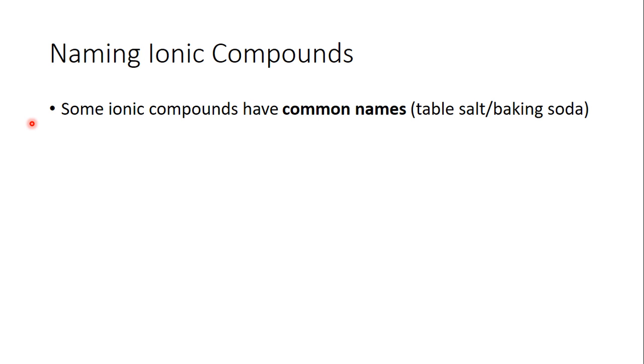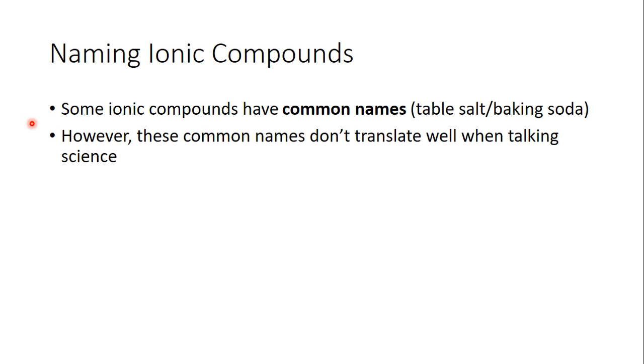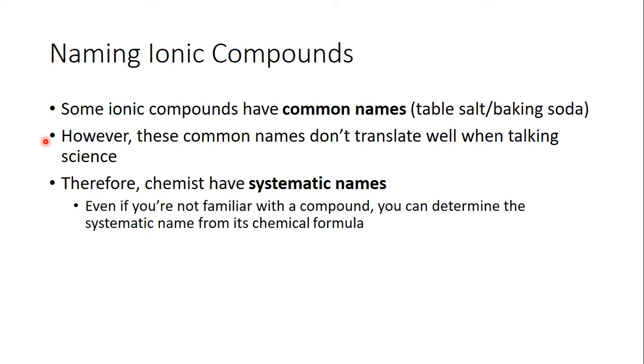So let's actually talk about naming ionic compounds. And we really have a lot of common names for our ionic compounds. For example, table salt and baking soda are really ionic compounds. However, if we're talking to scientists, these common names aren't great. Because imagine talking to a Chinese scientist and saying, well, we're working with baking soda. They might not know what that is, what compounds or elements make up baking soda. So we need a systematic way to name our ionic compounds.